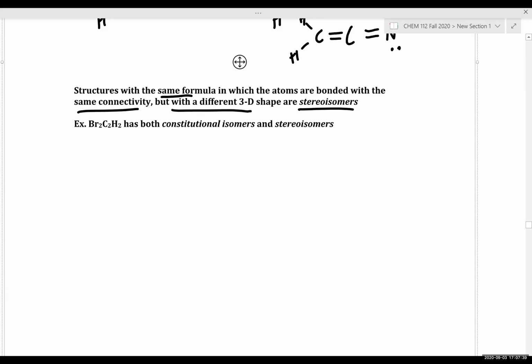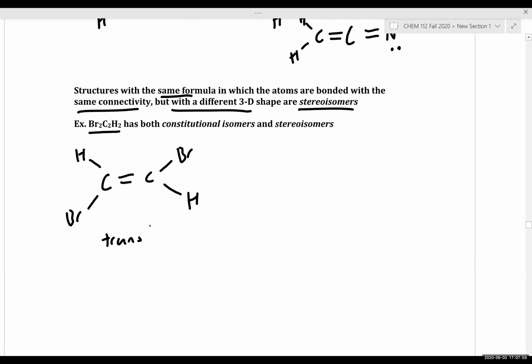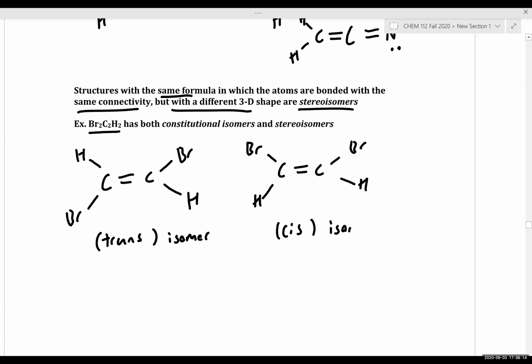So dibromoethane, BrC2H2. So there are two possible ways we can draw this structure. We can either have the bromines on opposite sides of our double bond. We call this the trans isomer. Or we can have both of our bromines on the same side of our double bond. We call this the cis isomer.